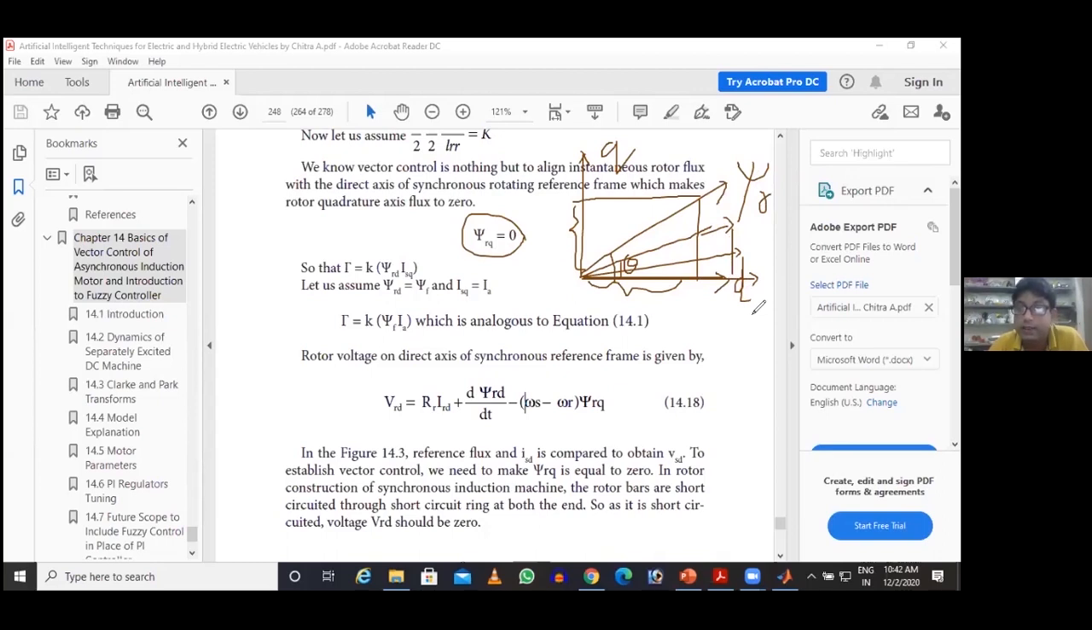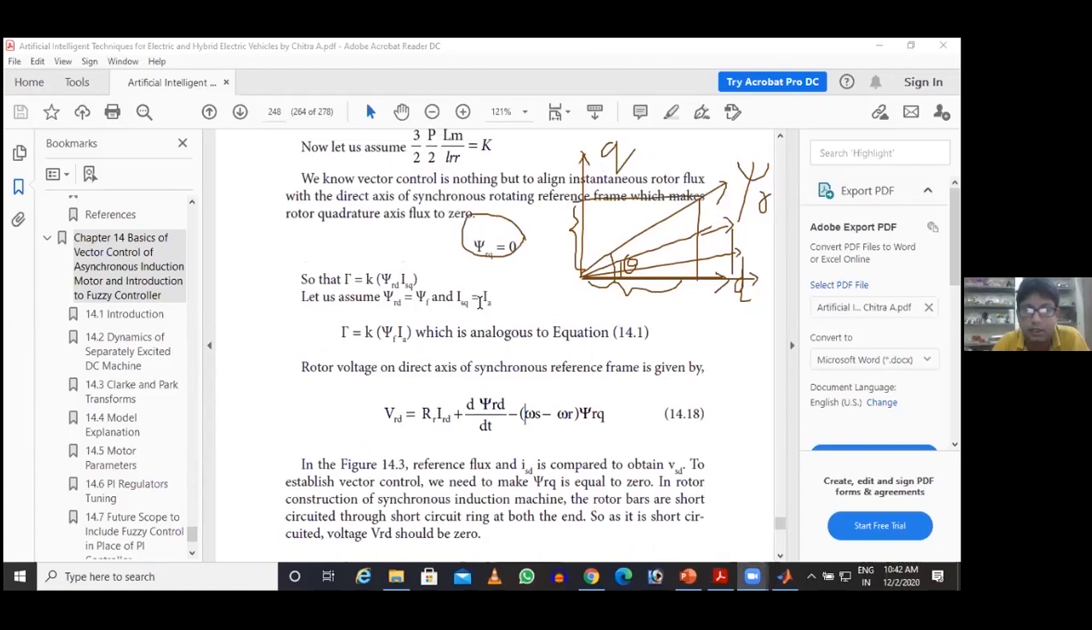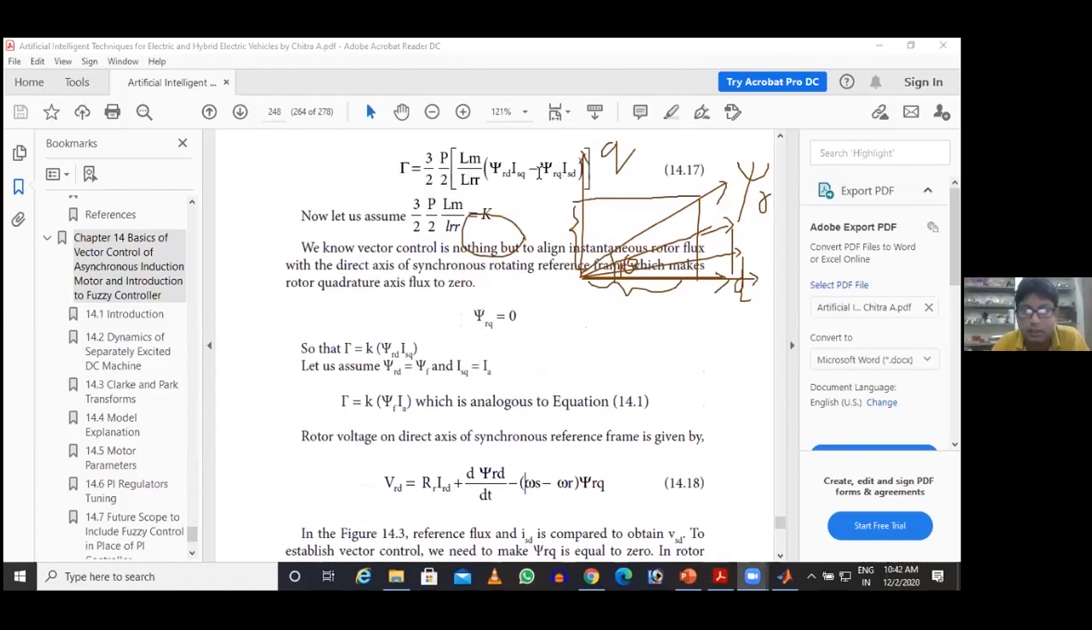So to make the torque analogy, I need psi rq to be 0, as I told in the earlier equation. Here, I need this to be made 0. If I need to make it 0, what is to be done? I have to align the rotor flux with the d axis.